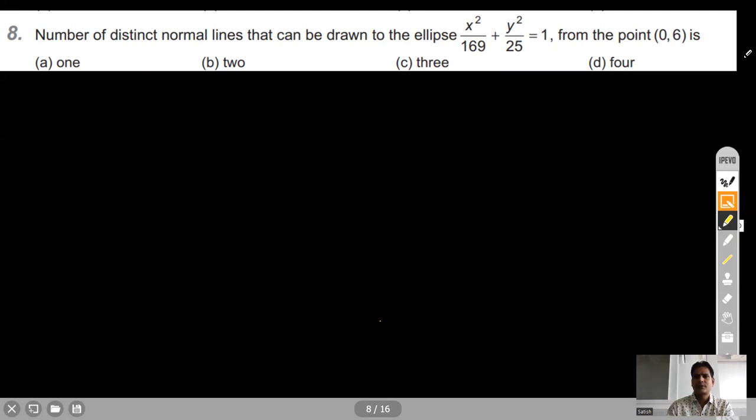We can do this question. So basically, let me write the equation of the ellipse first. So this is our x square upon 169 plus y square upon 25 equals 1, right? So this is our ellipse, and the question is asking how many distinct normal lines can be drawn from the point (0, 6). So this is our point, whose coordinates are (0, 6). Okay. So how can we write the equation of normal? Before that, we have seen the equation of normal at P. Okay.